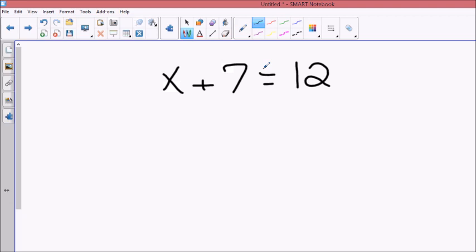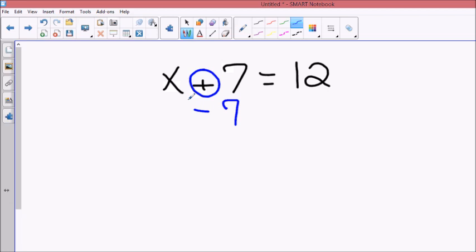If I have that 7 attached to the x with a plus sign, the inverse operation, or the opposite of addition, is going to be subtraction. I can add a -7, or we can think about subtracting 7 to get back to 0. Okay, so all I have on the left side of that equation is an x.